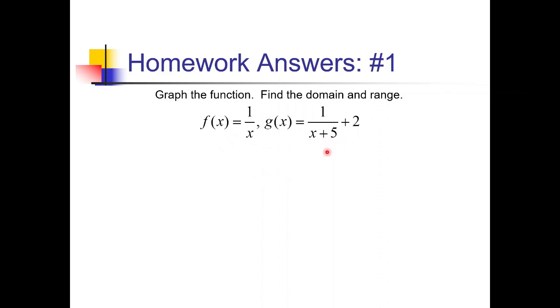So since we have this plus 5 in the denominator, that's going to be shifting us left 5. The plus 2 outside the fraction shifts us up 2. So we have a translation of left 5 and up 2.